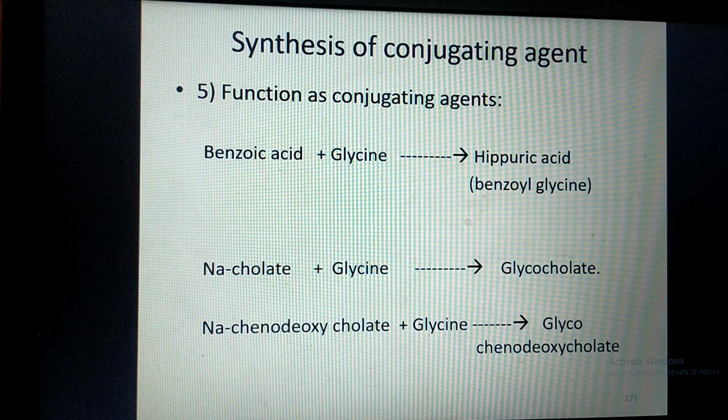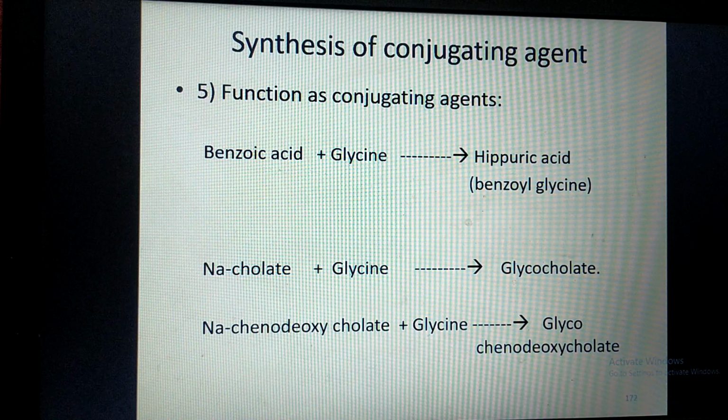Due to addition of glycine, the solubility of hippuric acid increases and it is easily removed from the body. Next is sodium cholate. It is a bile salt. Bile salts are synthesized by the liver. They cause emulsification of fat, which is an important process for digestion of fat. Sodium cholate is also partly soluble in water, therefore it cannot be easily excreted through the bile.